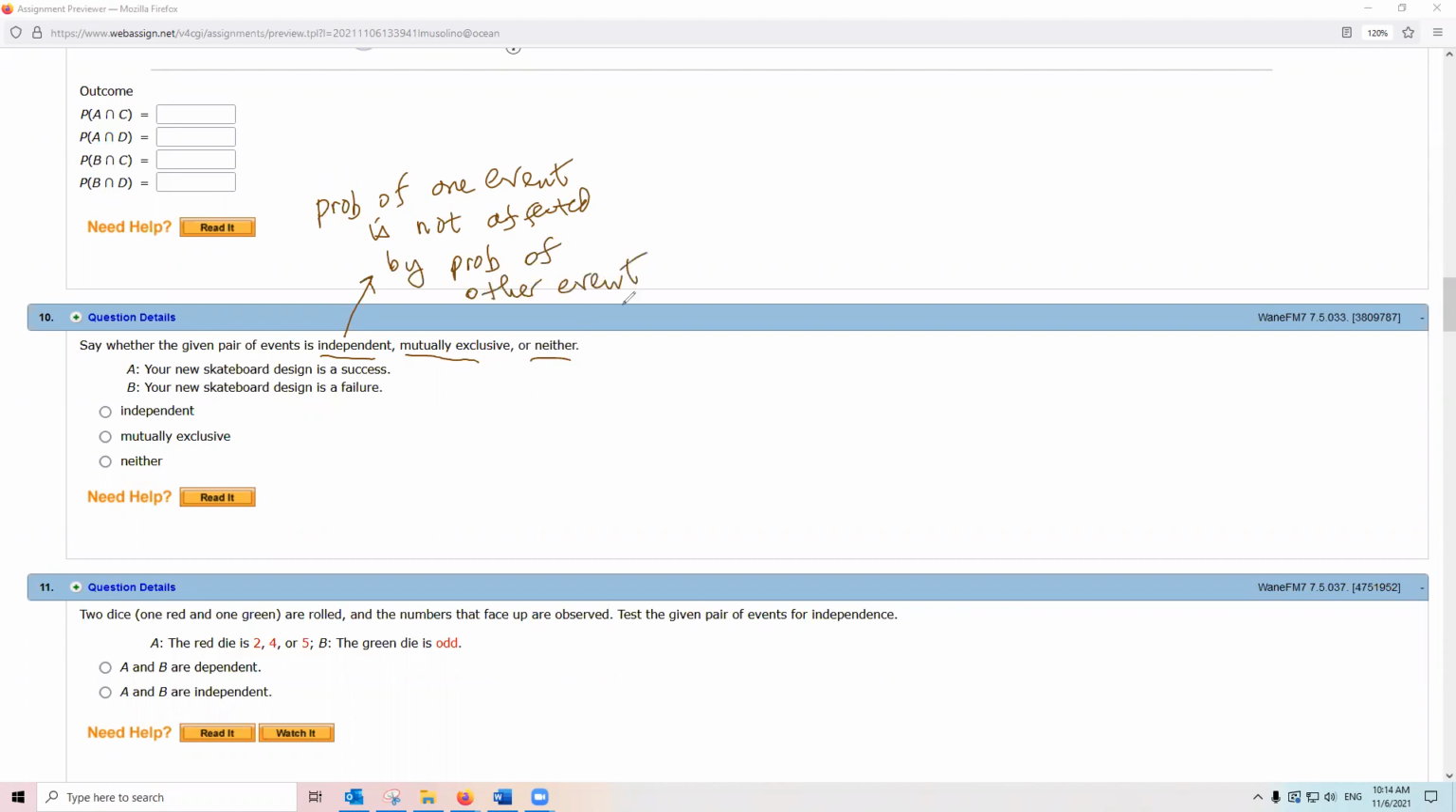The example I used earlier was flipping a coin and rolling a die. What happens with one of those events has no effect at all on the other event. What about mutually exclusive? Well, mutually exclusive are 2 events that cannot occur together, cannot occur at the same time.